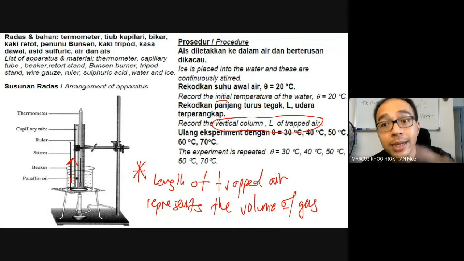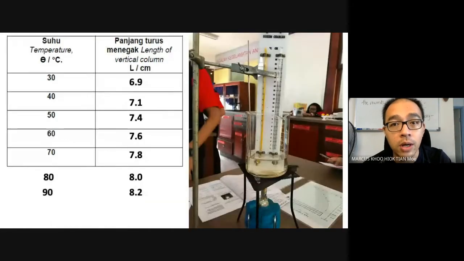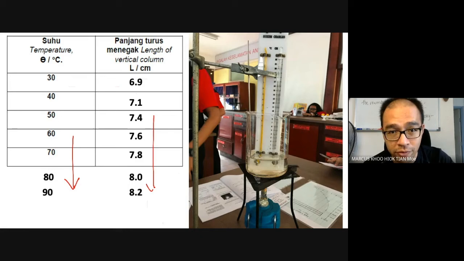So the bigger the temperature, you're obviously going to get a bigger length of trapped air, which is what we saw the other day. So I gave you this one. You see that the bigger the temperature, the bigger the length of the trapped air. So the paraffin oil, which I can't see over here, we find that the length is going to get a lot larger. Originally it's 6.9 maybe, and then after that, it goes up and up and up and up. So it's about 8.2.